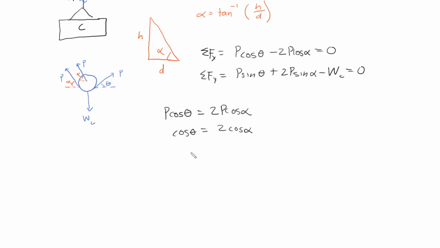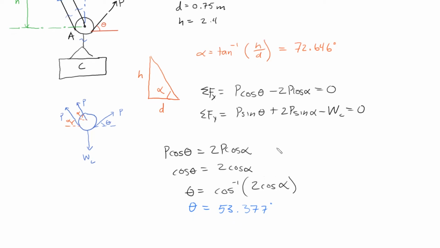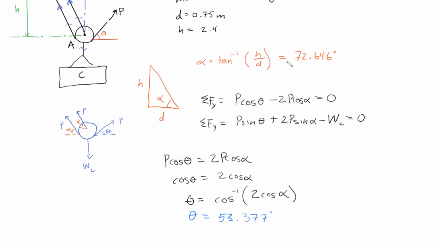Since we know alpha, we could find theta simply by doing the arc cosine of that. So that'd be 2 cosine of alpha. So we could plug that in and see what we get for theta. After plugging into my calculator, I calculated alpha right here, and I got 72.646 degrees. And then after plugging this value of alpha into this equation, I got theta equals 53.377 degrees. And again, I stored these values in my calculator so I don't have any rounding errors.